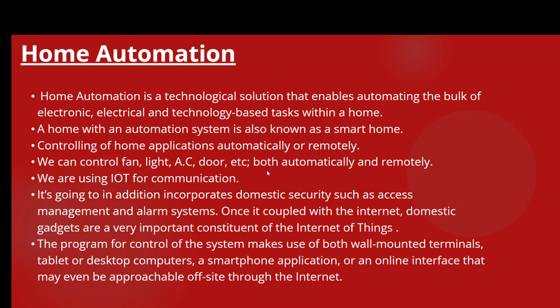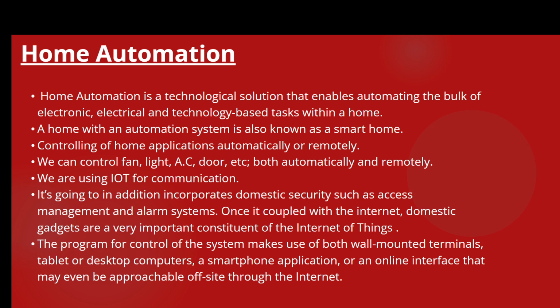Now, what is home automation? Home automation is a technological solution that enables automating the bulk of electrical and technology based tasks within a home. A home with an automation system is also known as a smart home, like nowadays we see in Google Home and Alexa. We can control lights, fan, everything with one device.